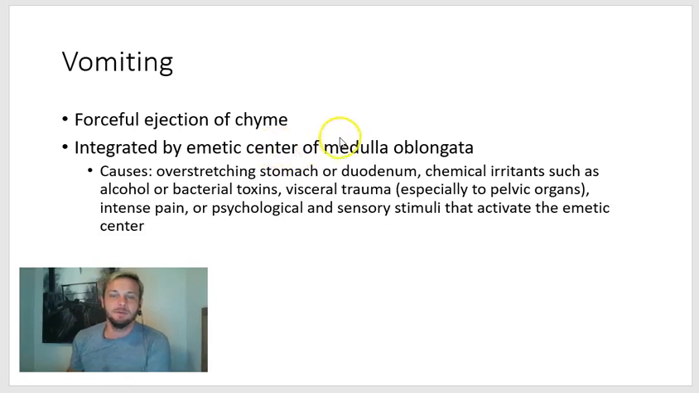You have a center in the medulla oblongata. If you remember my great drawing of that brain, the medulla oblongata is going to be down here in the brainstem, and it has this emetic center, or the center for vomiting. What can cause you to vomit? Well, you can eat too much, your stomach can get way too full, or the duodenum can get too full, and that can stimulate the medulla to trigger the center and you vomit. If you have chemical irritants, such as too much alcohol, it can cause you to throw up. Or food poisoning, if you get bacterial toxins, that can cause you to throw up. Visceral trauma, especially down into the pelvic organs.